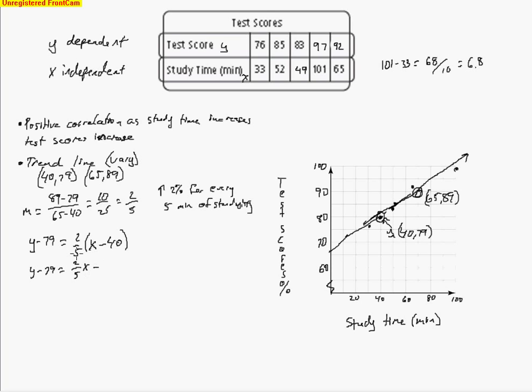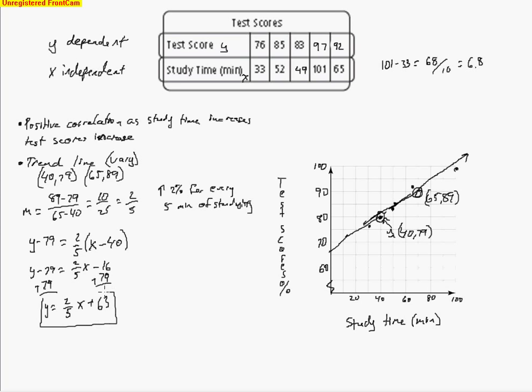And then 5 goes into 40 8 times. 8 times 2 is 16. So minus 16. And so from that point, all I have to do is just add this 79 to both sides. Remember, they're opposite signs there, so I end up having to subtract those two numbers. So I end up with y equals 2/5 x plus 63. Alright, so there's my equation.